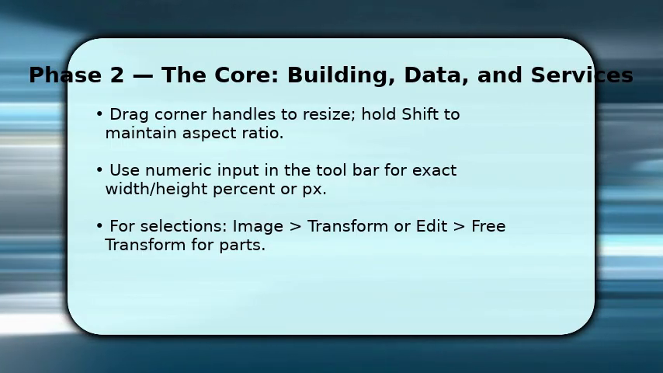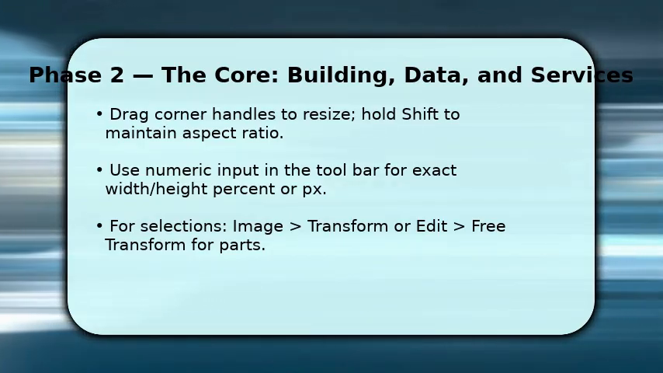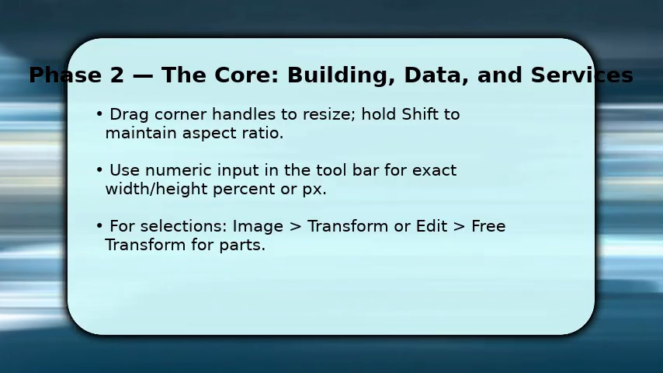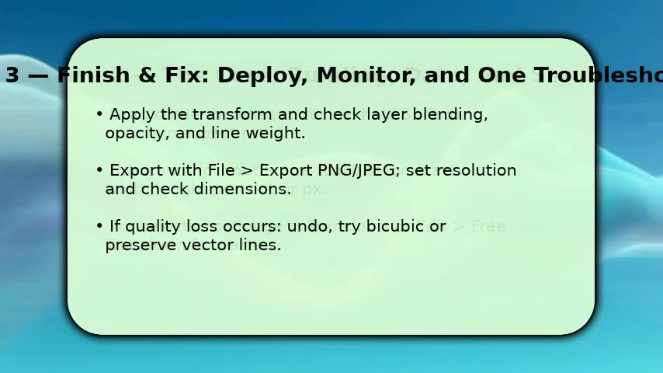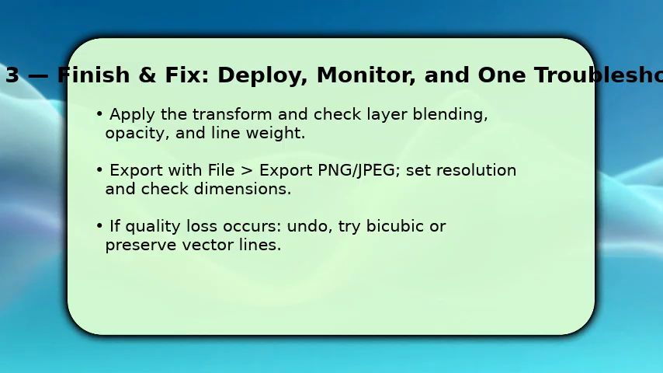Use Image Transform for full canvas changes or Edit Free Transform for selections. That choice affects interpolation and edge quality. Make sure to preview at 100% zoom after resizing so you can judge sharpness and whether to redo with a different resample method. Finish by applying the transform and inspecting how lines and shading look together.